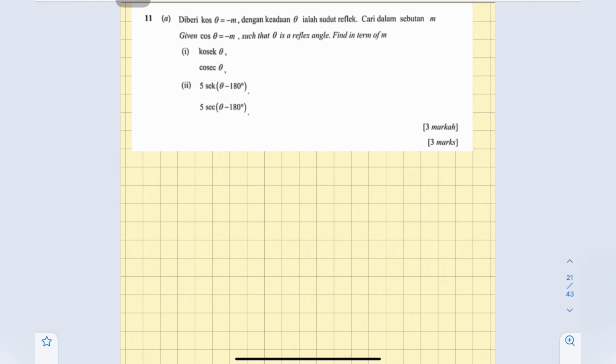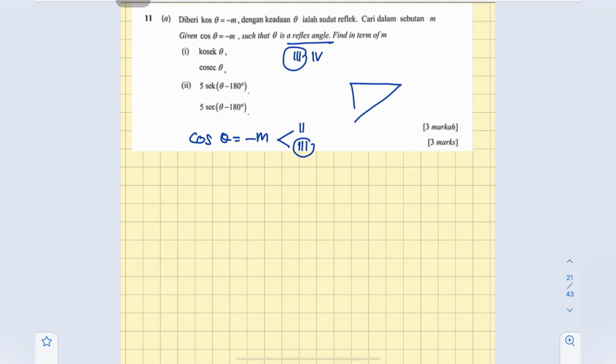11A, given cos θ equals negative m, such that θ is a reflex angle. Find in terms of m the cosecant of θ. Okay, start from cos θ equals negative m. Cos is negative in quadrant 2 and quadrant 3. A reflex angle is in quadrant 3 and quadrant 4. So the overlap is in quadrant 3. So we need to draw a right-angled triangle in quadrant 3, with angle θ.